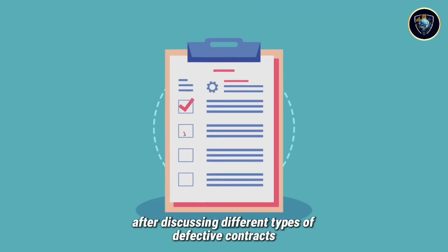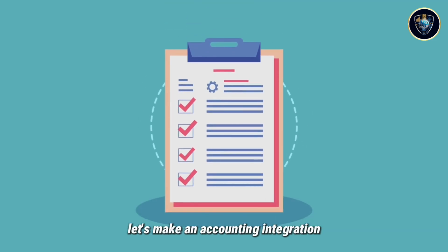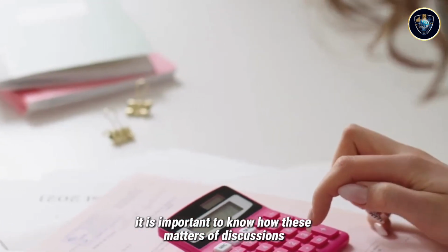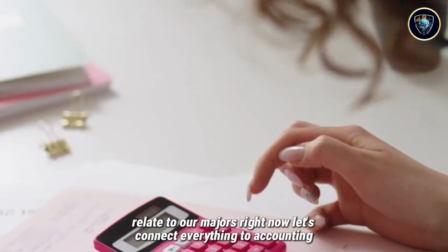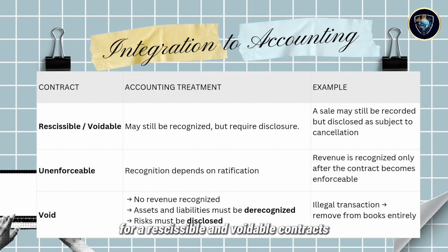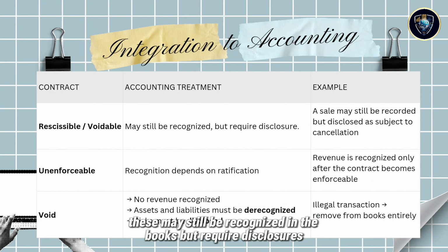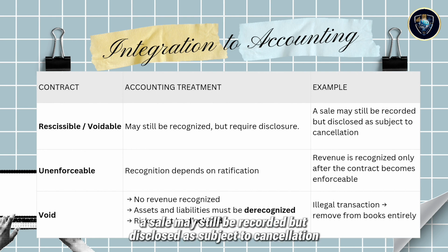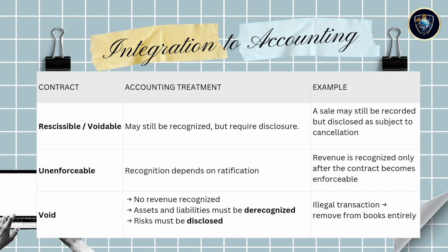After discussing different types of defective contracts, let's make an accounting integration. It is important to know how these matters of discussions relate to our majors, right? Now let's connect everything to accounting. For rescissible and voidable contracts, these may still be recognized in the books but require disclosures. For example, a sale may still be recorded but disclosed as subject to cancellation. For the unenforceable contracts, recognition of this depends on ratification.